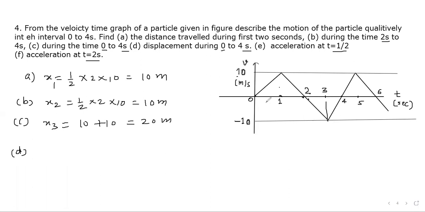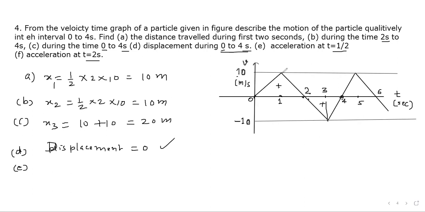Now, part D. Here, for the total displacement, the displacement is positive in one part and negative in the other, and its magnitude is the same in the two cases. So if we consider 0 to 4 seconds, the total displacement is 0. So displacement equals 0. And then part E, here acceleration when time is half second.